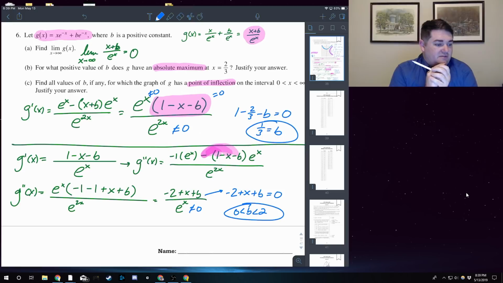We hold the e to the 4x on the bottom. So remember what happened there was I canceled the e to the x on top with the e to the x squared on the bottom. That's why that didn't happen.